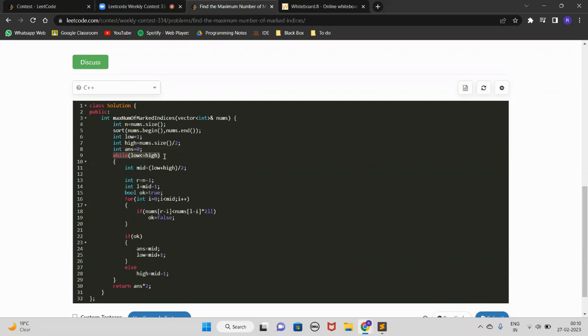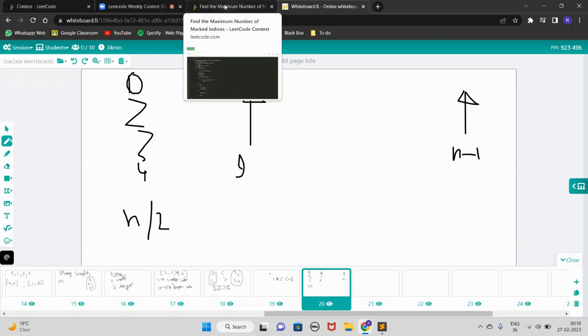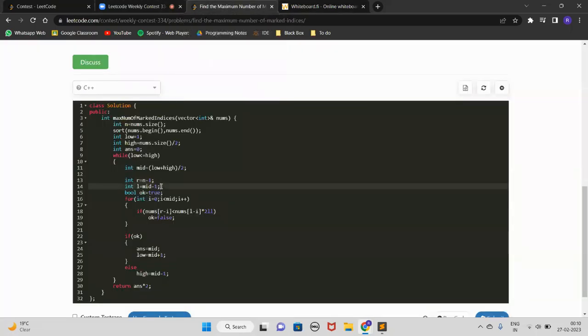Now this is a very standard binary search. While low is less than or equal to high, int mid equals (low plus high) divided by 2. Then I am making 2 pointers. One pointer is at the right and the second pointer is at the left. The right pointer is at the largest value, and the left pointer is at the kth smallest value, so over here it is mid minus 1. Then I am making a variable bool OK equal to true, which basically states whether all of the pairs we are making are good or not.